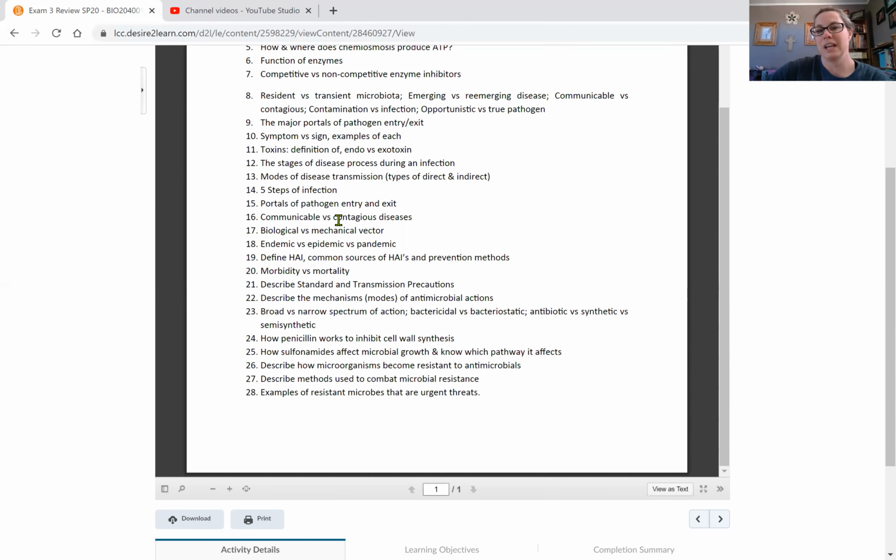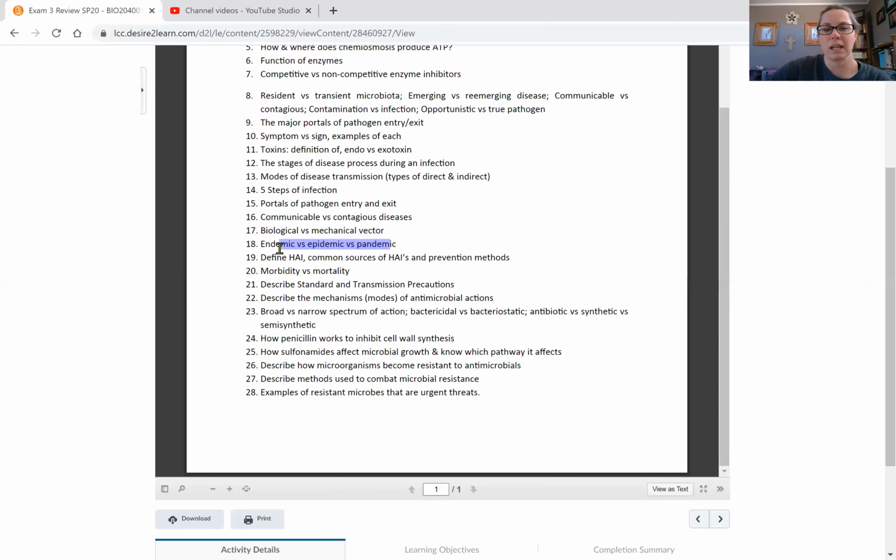Communicable versus contagious, which we got that one duplicated too. Sorry about that. Biological versus mechanical vector. Remember, one vector is going to consist of the lifestyle or life cycle, be a part of the life cycle. Another one is just going to physically carry that.